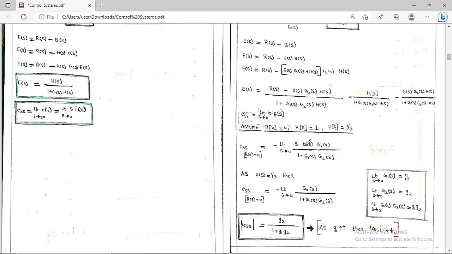Then what are we going to get? Here s and s are going to get cancelled. We get finally the steady state error for the input R of s equal to 0 is equal to minus limit s tends to 0 of G2 of s by 1 plus G1 of s, G2 of s.